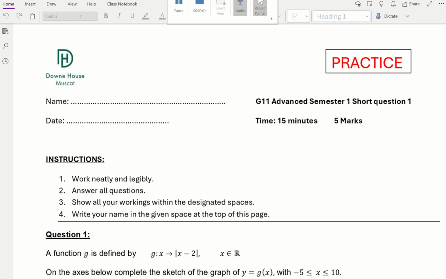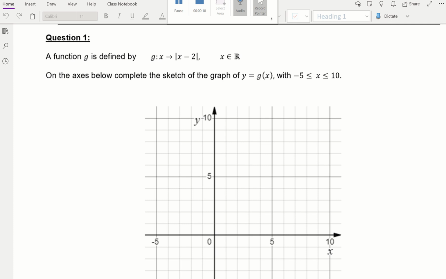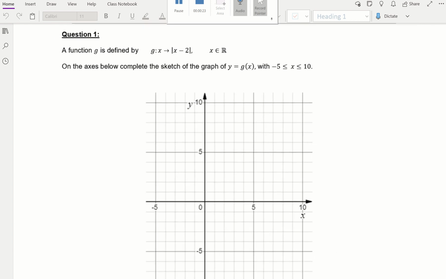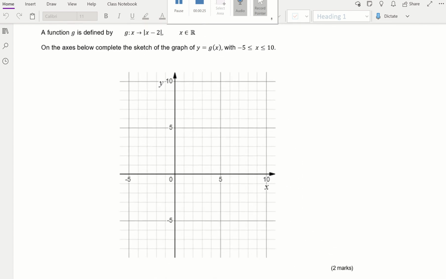So in this video, I'm going to go through the grade 11 advanced short question 1 for semester 1. And the first question says the function g is defined by g of x is the modulus of x minus 2. And it says on the axis below, sketch the graph of y equals g of x. So this is the modulus, which means the positive.